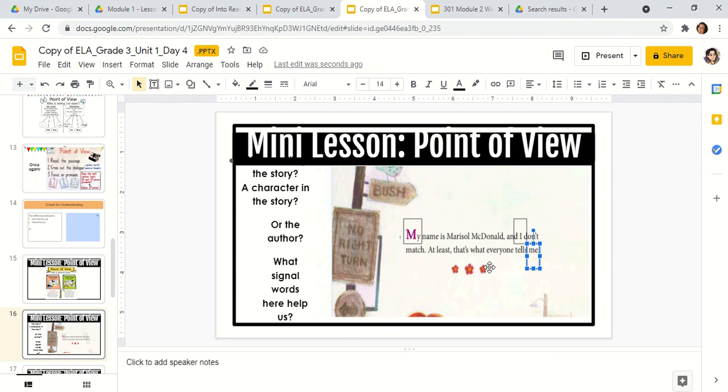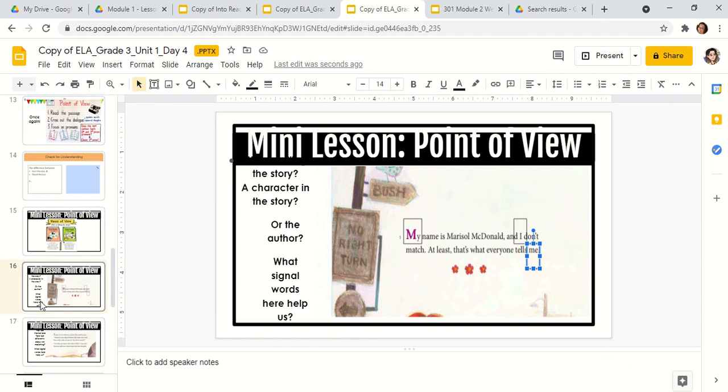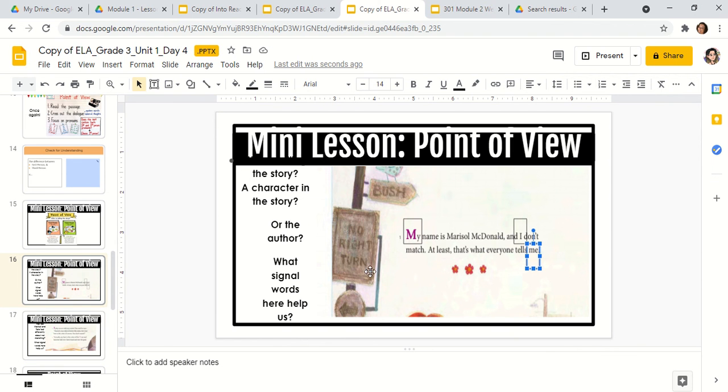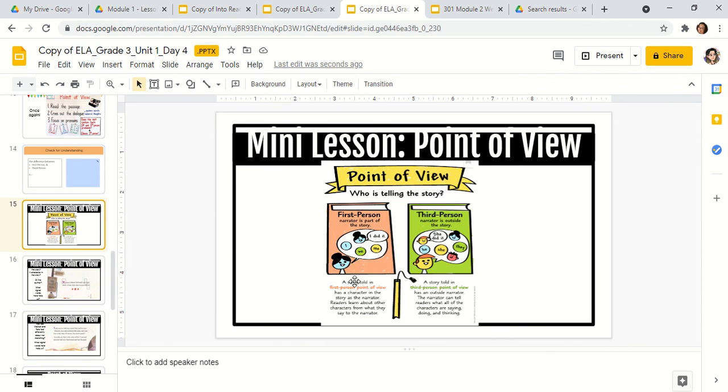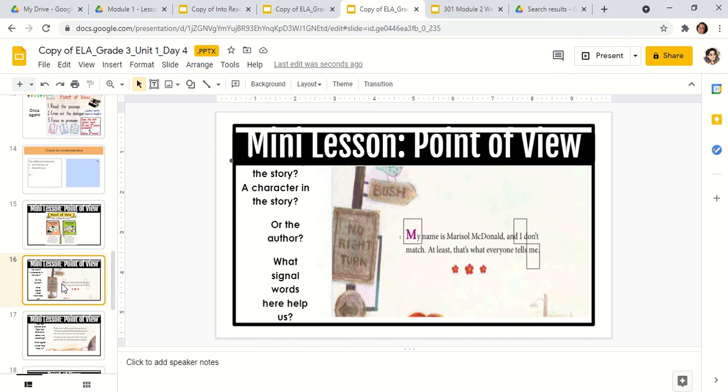And she is the one narrating the story. She is telling a story about herself. So I can understand that this would be first person point of view. She is telling the story, not the author. It does not say her name is Marisol McDonald and she doesn't match. At least that's what everyone tells her. No, she is the one speaking.